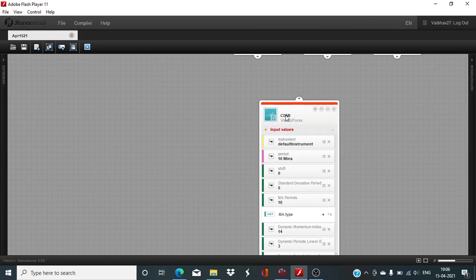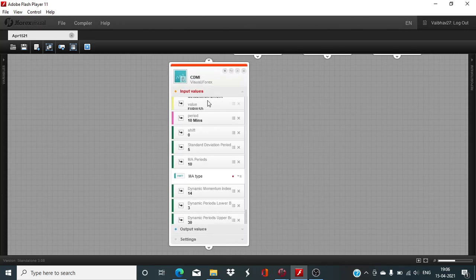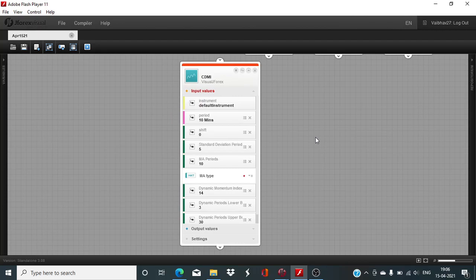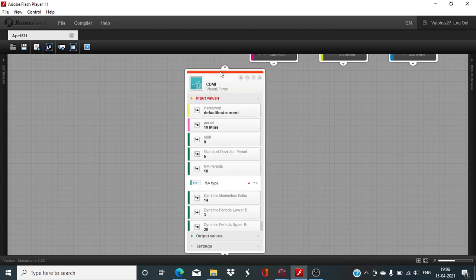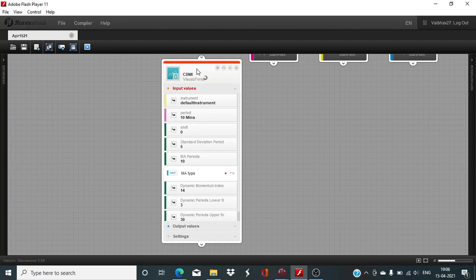Here it is. We have to define these input values, and compared to other indicators, it has a lot of input values which need to be defined. Here we have to define the default instrument, which is the same for other indicators, but apart from that, the standard deviations, the moving average type, and the other values also, like dynamic momentum index and the lower period and higher period, can also be defined. But in today's session, we won't be customizing these values. To carry out any changes, you have to see how it works out on the chart.